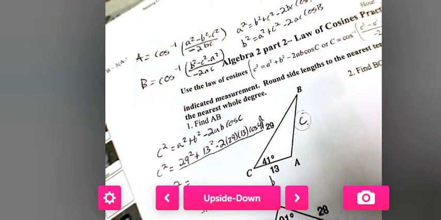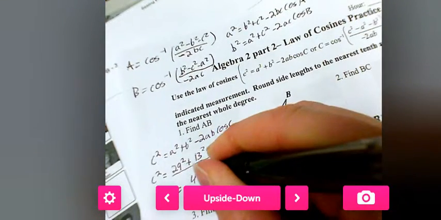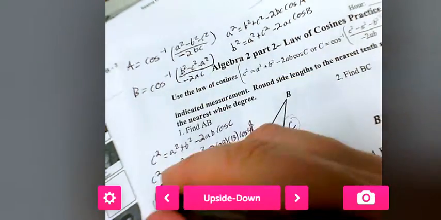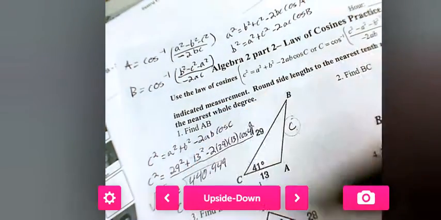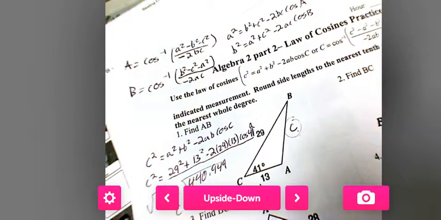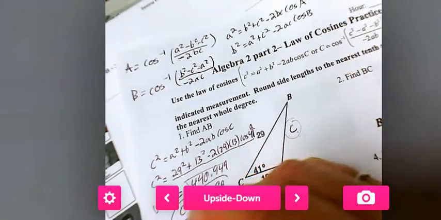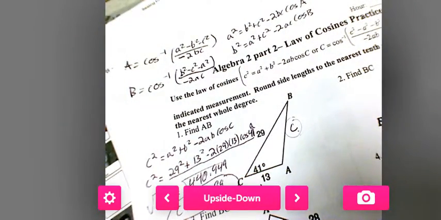In your calculator, you can do this on your phone too. You just have to work backwards with your phone. 29 squared plus 13 squared minus 2 times 29 times 13 cosine 41, and I get 440.949. And the last step is I just take the square root of it. So c equals 20.99. And I'm done. I think that's even easier than the law of sines.